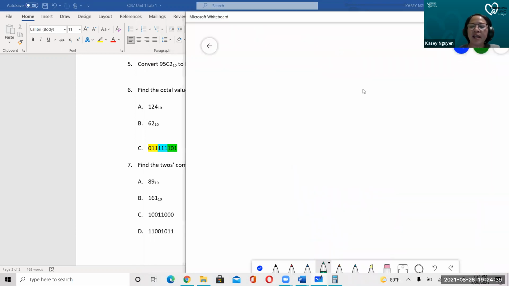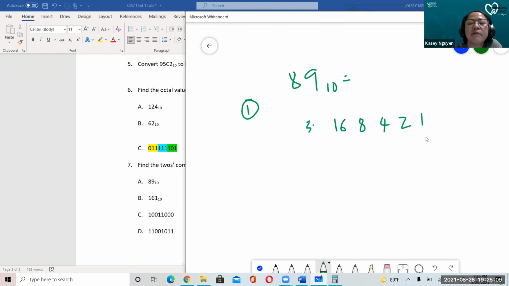Okay, so for 7A, we have 89 in decimal, and we want to make -89, the representation for the system. So we first need to convert it into binary. So step 1, I write out my scale. And I don't need to go further because it'll be larger than 89.